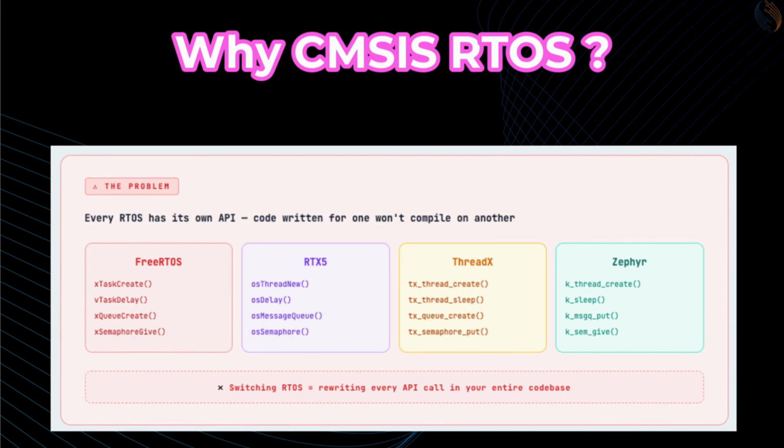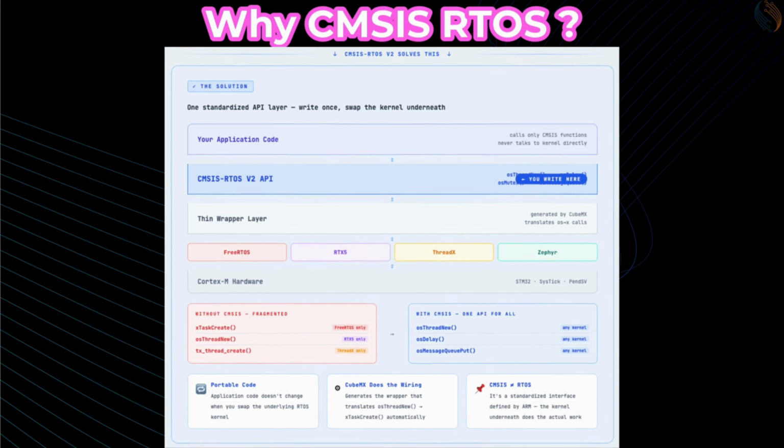There are many RTOS in the embedded world: FreeRTOS, RTX5, ThreadX, Zephyr, and others. Each has its own API. Code written for FreeRTOS doesn't compile against RTX5 without rewriting everything. CMSIS RTOS is an abstraction layer, a standardized API defined by ARM that sits on top of any compatible RTOS kernel. It does not schedule anything. It simply provides a consistent set of function names. For example, osThreadNew calls xTaskCreate in the case of FreeRTOS. osDelay calls vTaskDelay, and so on.